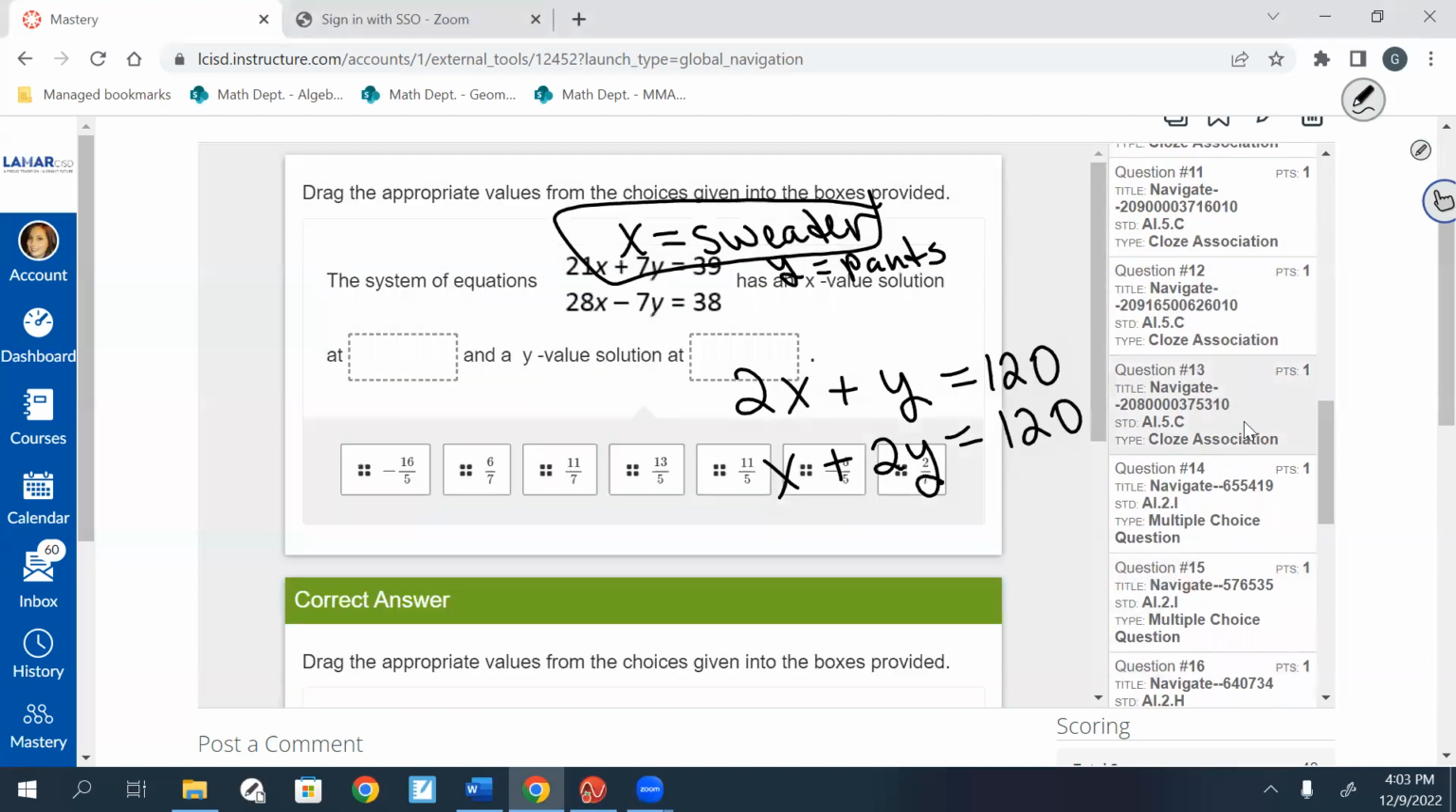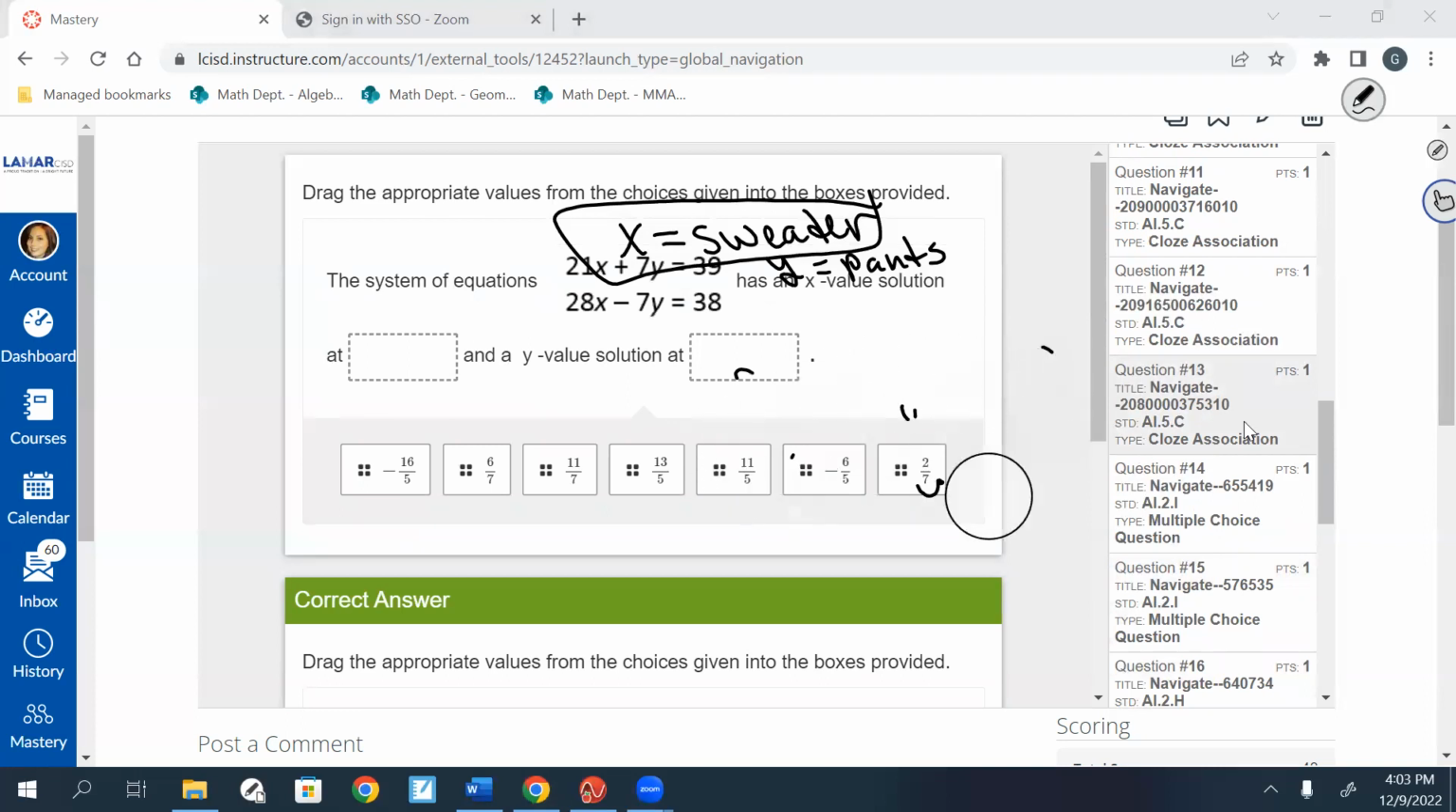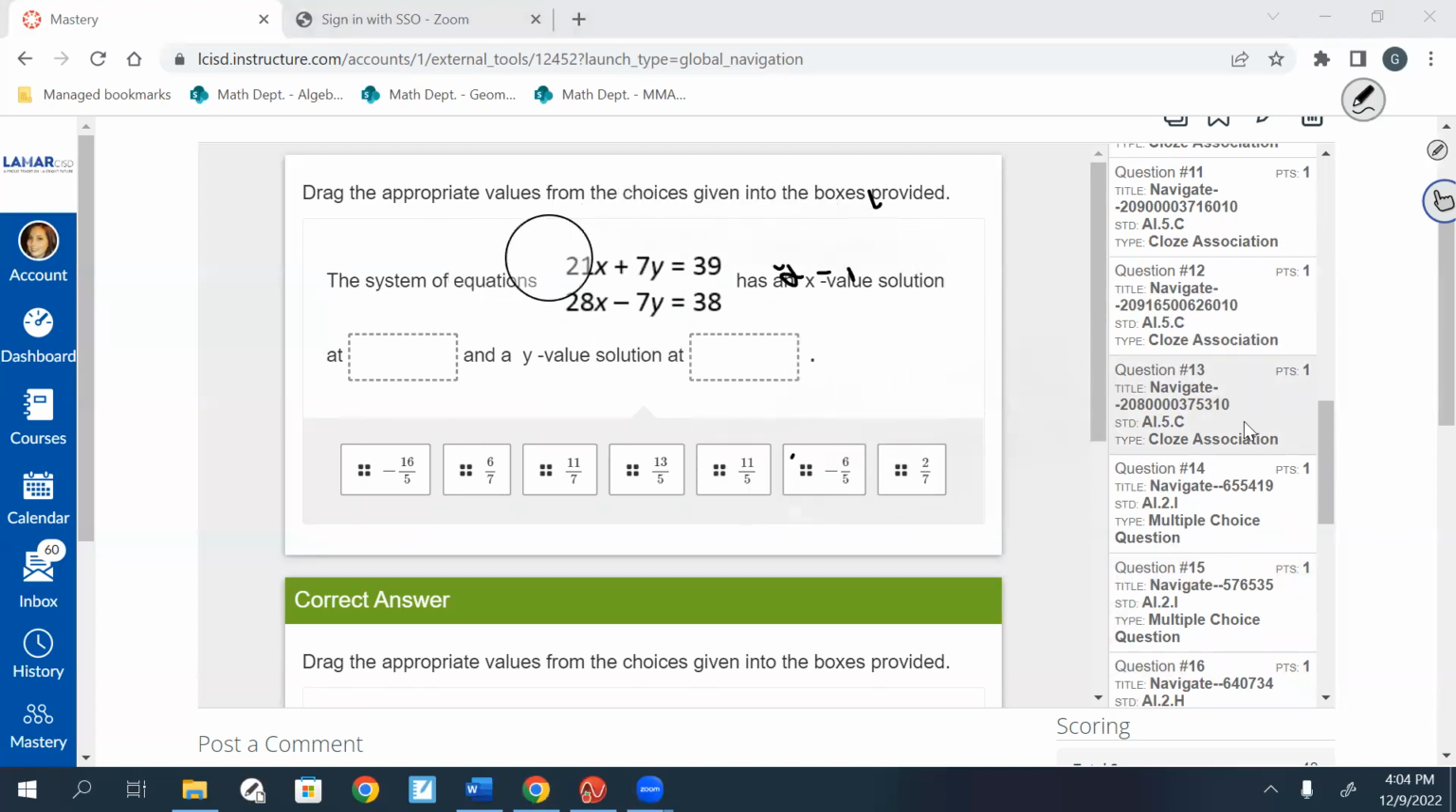Okay, this one, same thing. It's another system of equations one. You don't have to make it Y equals. Just type it in the system solver and there you go.